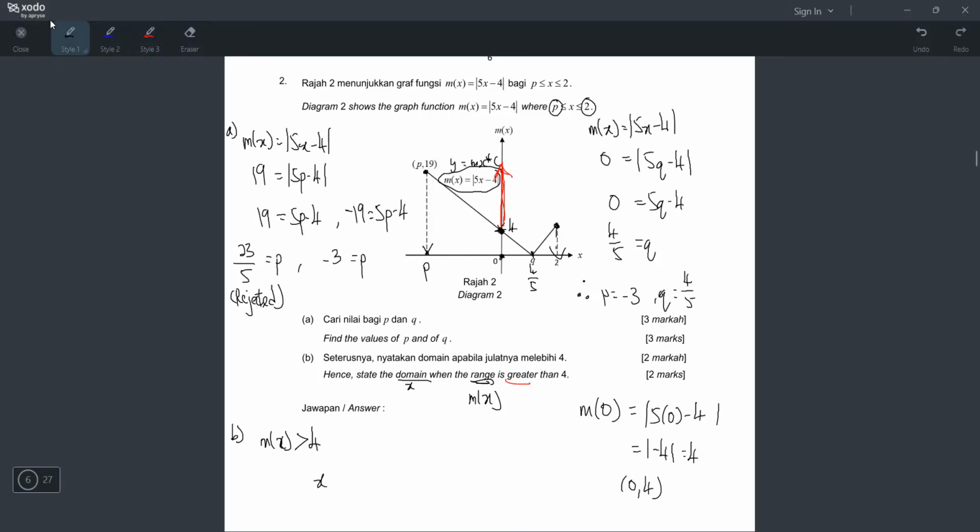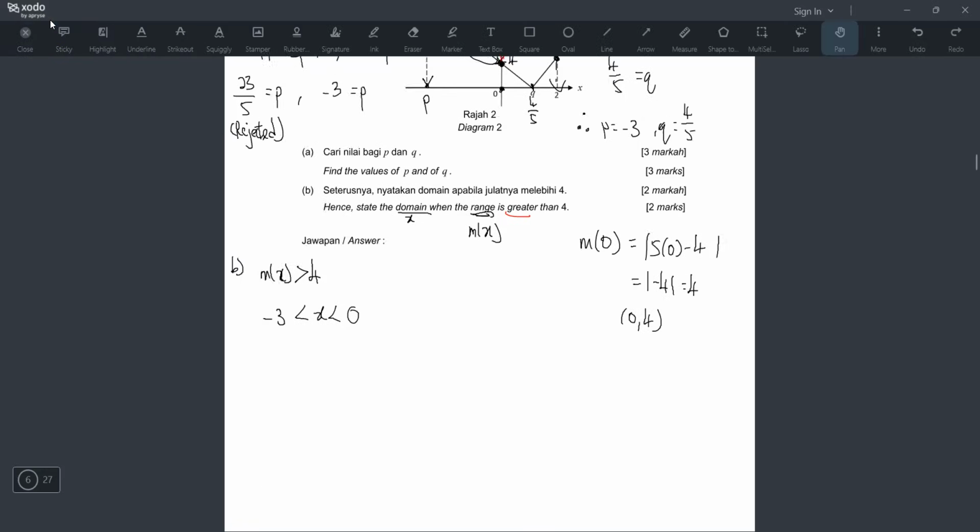So if you look at the x here, it will go along only this line, the line I circled here, right? Because when you get greater than 4, the line is this, which is in between 0 and p. 0 and p, and we already know p is negative 3, so we can just write x between negative 3 and 0. So this is how I would do it, and this is how you get 2 marks here and 3 marks here. Yep. So hope you understand.